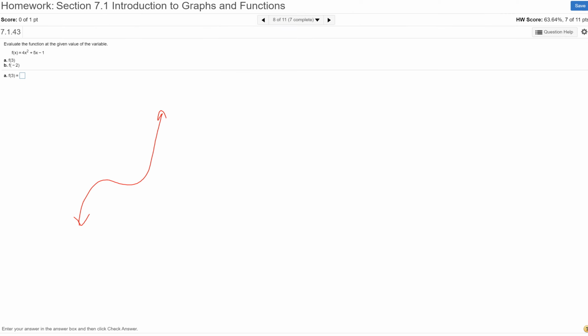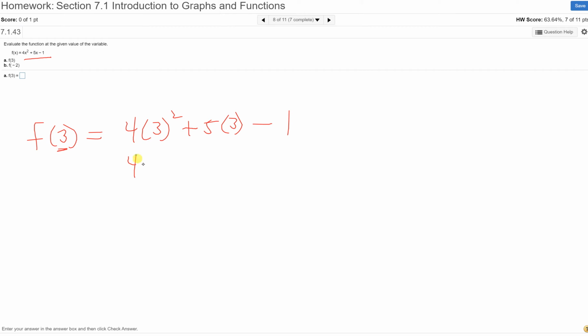Let me clear this up. So for these, remember, guys, from the lesson, f of 3 is asking us to replace 3 into the equation. So it's going to be 4 times 3 squared plus 5 times 3 minus 1. This is a calculator question, right? So 3 squared is 9. Okay. 5 times 3 is 15. 9 times 4 is 36 plus 15 minus 1. So it's what, 50? I believe it's 50.